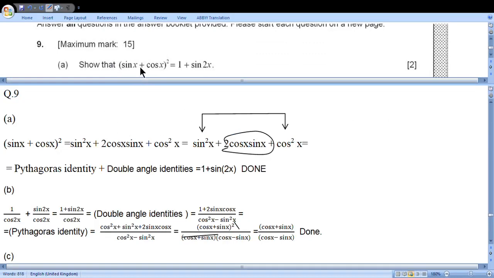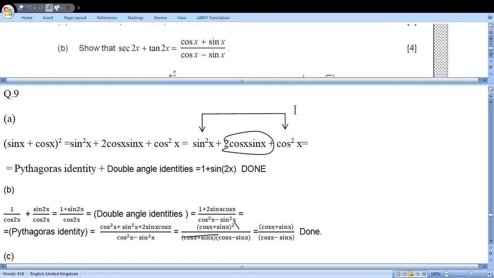Show that the square root of the sum gives us sine squared plus 2 cosine sine plus cosine squared. Sine squared and cosine squared is 1, the Pythagorean identity, and 2 cosine sine is sine 2x. So this question is done.